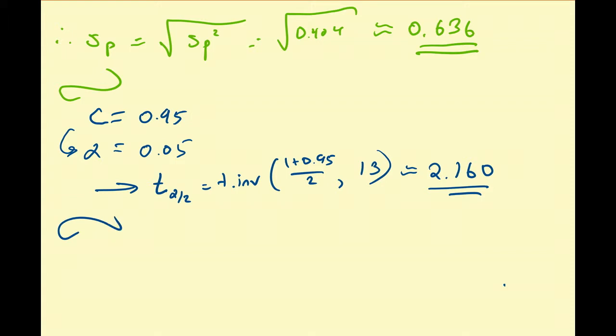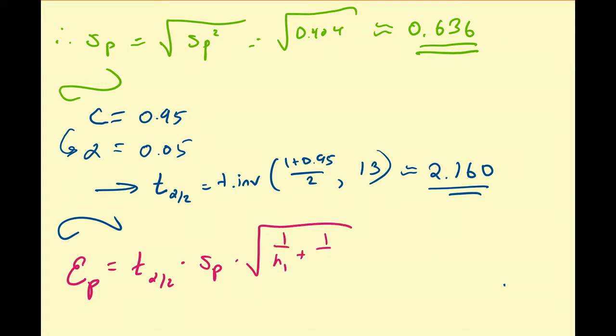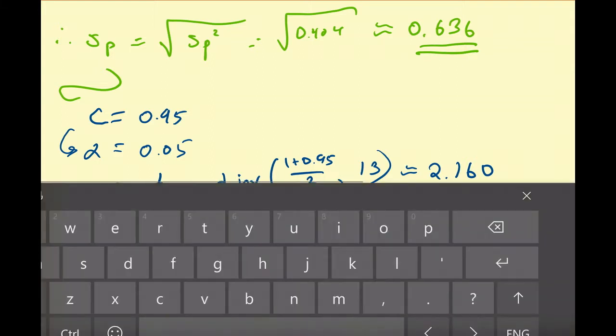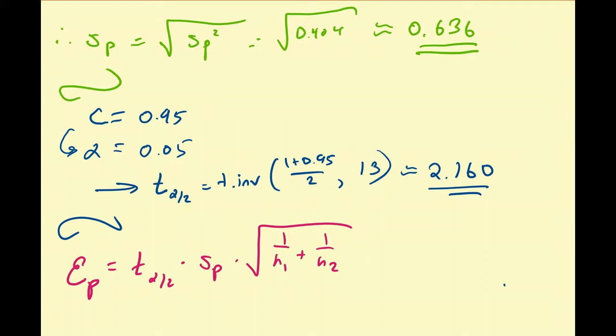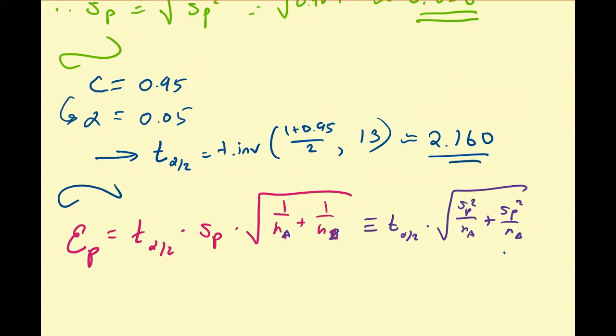So from here, we can calculate the marginal error for the confidence interval. And this is going to be for the pooled variance t-test. So this is generally equal to t alpha over 2 times the pooled standard deviation times the square root of 1 over n1 plus 1 over n2. And just as a side note, sometimes this is written as t alpha over 2 times the square root of sp squared over n1, or n A, plus the pooled variance over the size of sample B. They're the same exact thing, except sp is factored out of this expression.